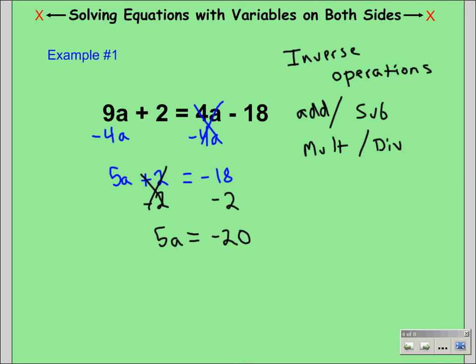Our last step to get a by itself is to remove the 5. Because 5 and a are next to each other, they're being multiplied. So we can divide by 5, which is the inverse of multiplication, and a is equal to negative 4, because a positive and a negative divided are always negative.